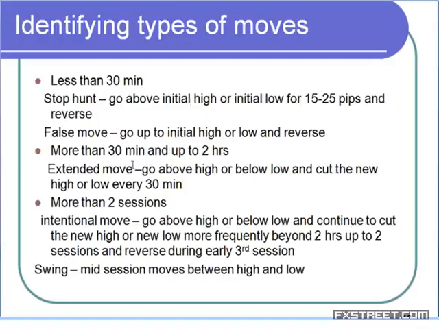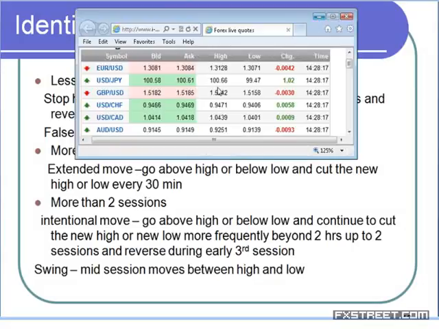And the moves which happen for more than 30 minutes, up to 2 hours, are namely the extended move. The extended move is a typical one here in the case of USD yen. They just breached the high and stayed above the initial high, 99.86, and they continue to gain levels for up to 2 hours and then reverse or stop, cutting the new high. Then it is an extended move.